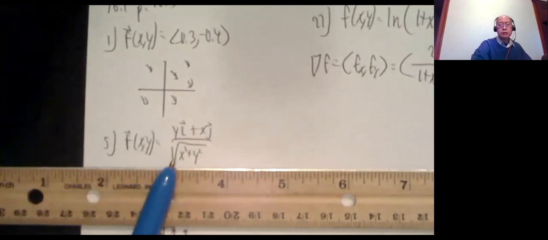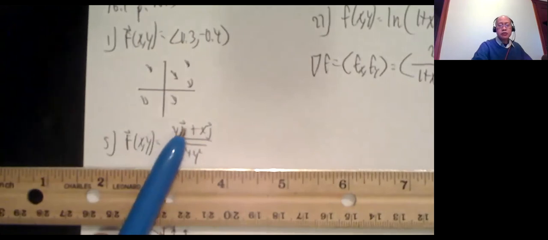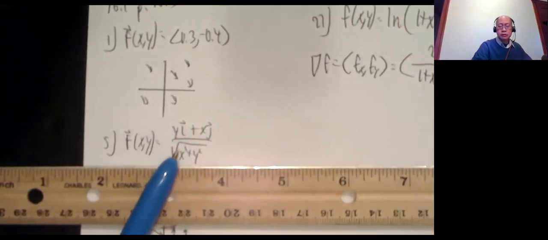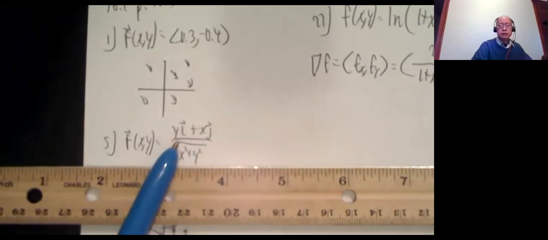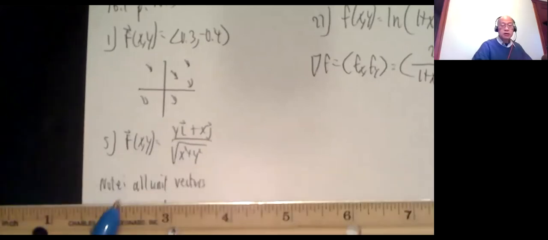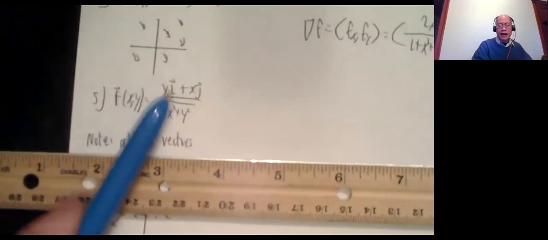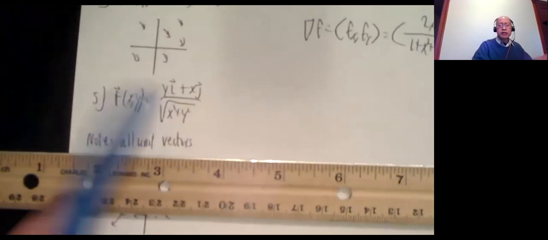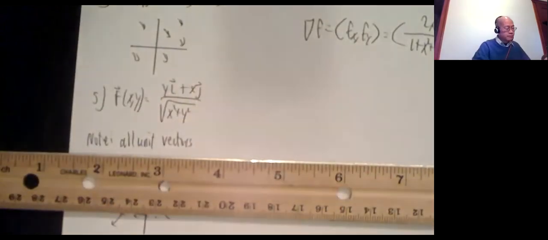Look at the denominator. So you're dividing the numerator by its magnitude, which means all of these vectors are what kind of vectors? Unit vectors. They're all length 1. All unit vectors. So that means all I have to do is determine the direction. Once I get the direction, whether it's that way, that way, that way, that way, that way, I just make it magnitude of 1.